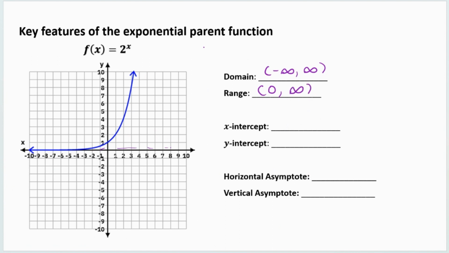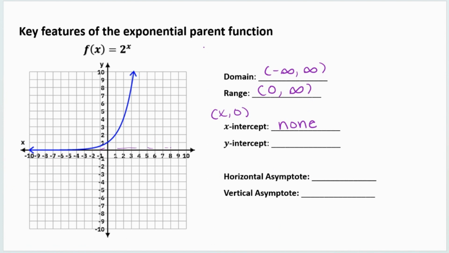So now let's think about the x-intercept. The x-intercept occurs where y equals 0, right? Because the x-intercept has the form (x, 0). Well, if 0 is not included for our y values, that means it can't have an x-intercept. So we're going to say this graph has no x-intercept. But now let's think about the y-intercept.